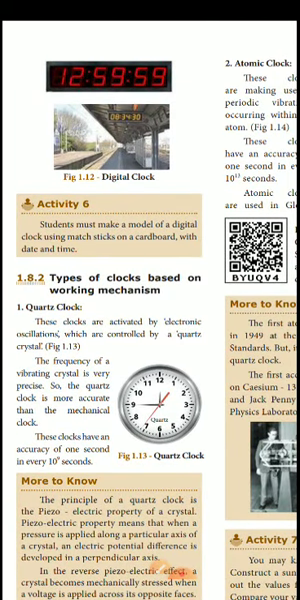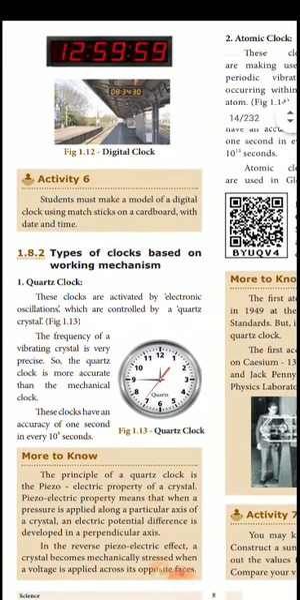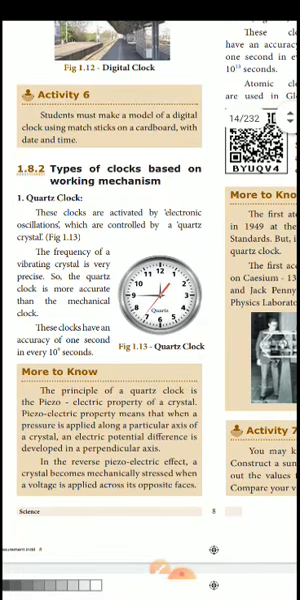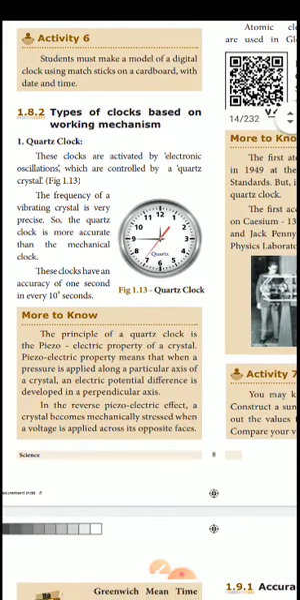So this is a digital clock we are showing in the airport or railway station, and in that place we can see this digital clock. Okay, now, types of clocks based on the working mechanism. Based on the working mechanism there are many types.